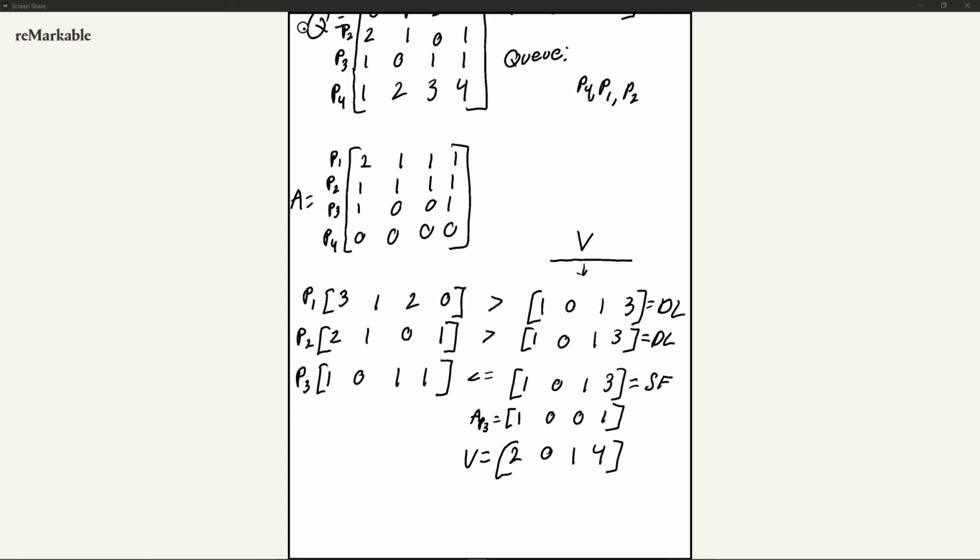Nice. Now, we still need to continue in our queue. I know you might be tempted to take this V and go check 1 and 2, but we must follow the queue. So now, let's go ahead and take P4, which is 1, 2, 3, 4. And we compare that to our new V of 2, 0, 1, 4.